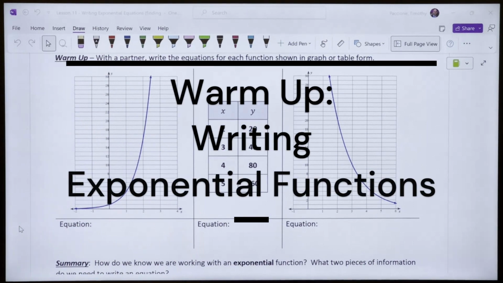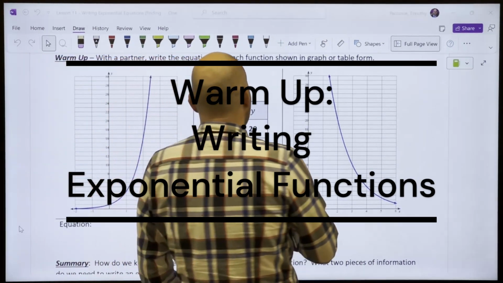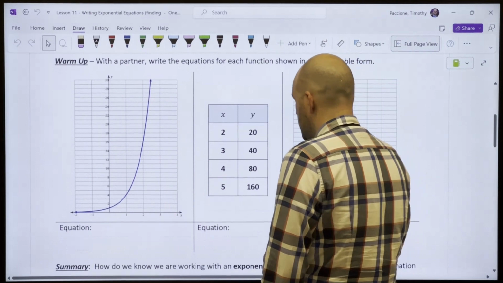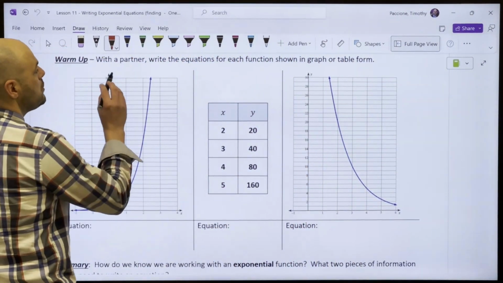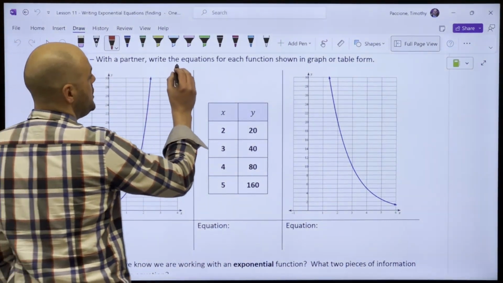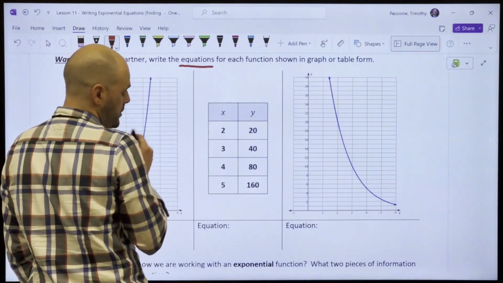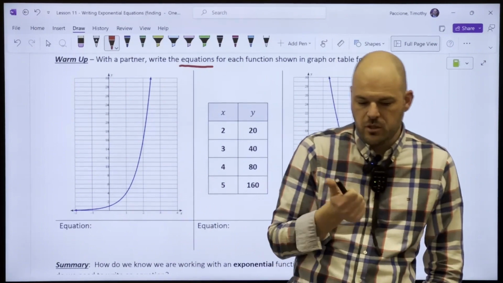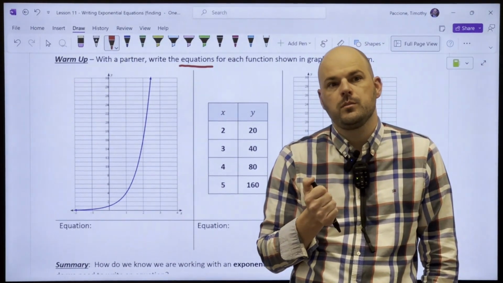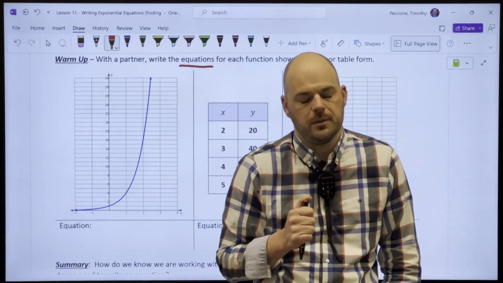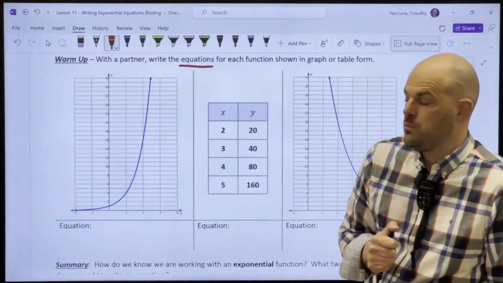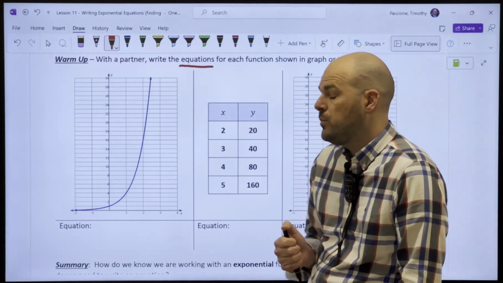So, this warm-up. Okay, so the instructions, all they said was write the equations for each function shown in the graph. Now, what I'm going to do is kind of take you through, you know what unit we're in, but let's say you didn't. Let's say this was the final or something. I just said write an equation for the functions, right?